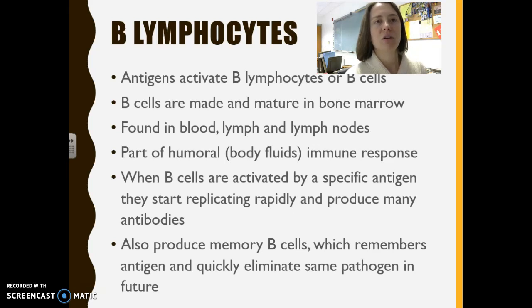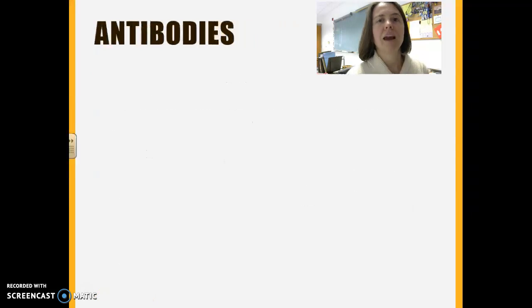Just to recap, you have different B lymphocytes and they have different locks on them so that they are specific to a specific antigen. So you have lots of different types of B lymphocytes in your body.